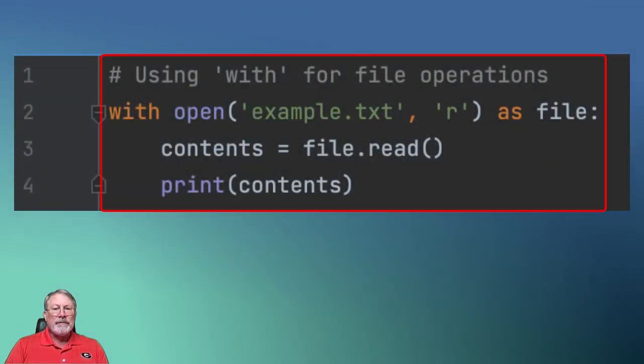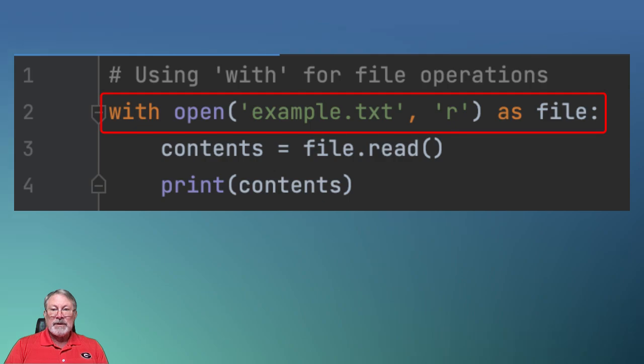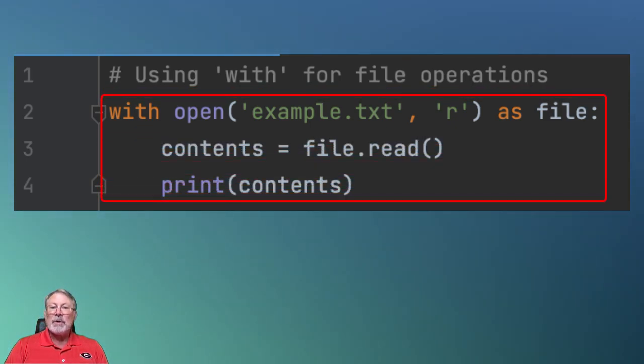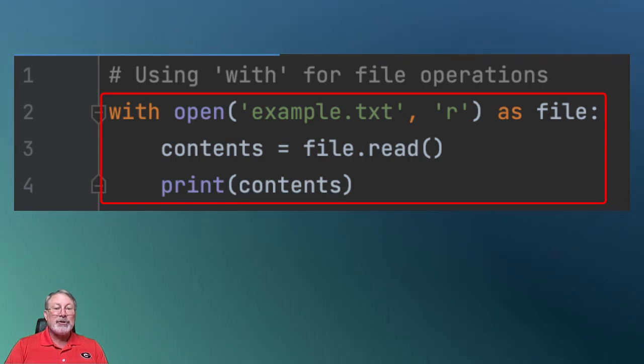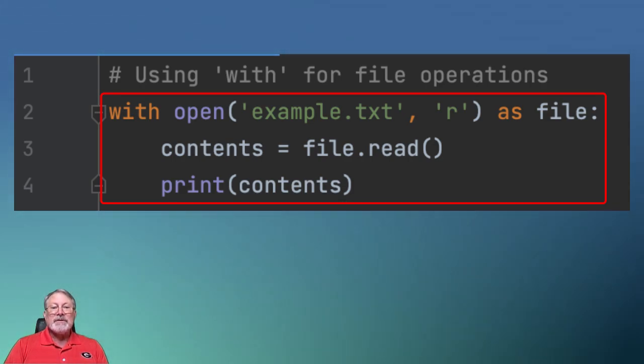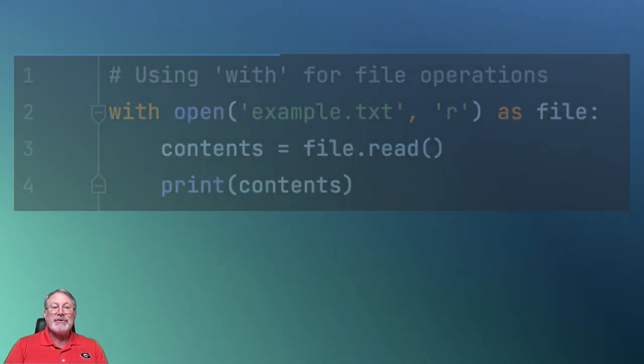Let's explore the functionality of the with keyword through a simple example. In this snippet, we use the with statement to open a file. The file is automatically closed once the block of code is exited, whether the exit occurs because the end of the block is reached or because an exception is raised. This showcases with's ability to manage resources efficiently.